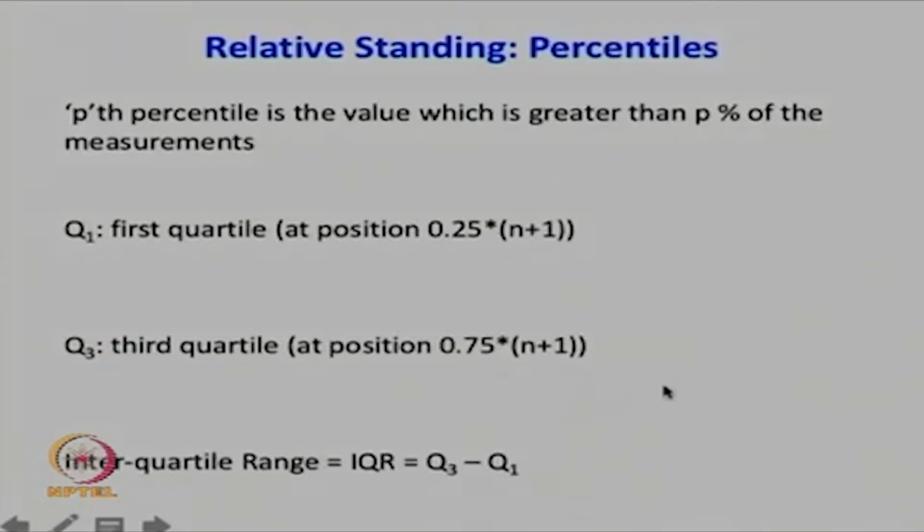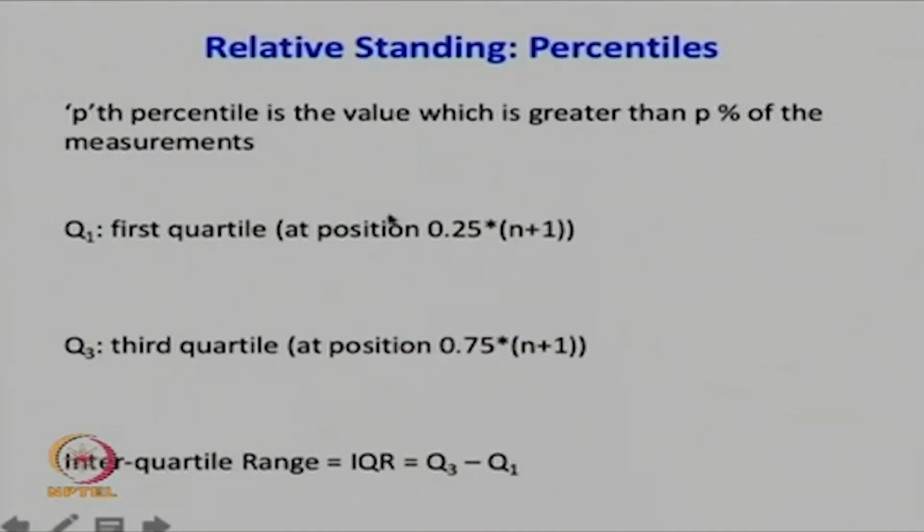Another way of characterizing our relative standing is using the concept of percentile. The pth percentile is the value which is greater than p% of the measurements. So a person who is at the 99th percentile has performed better than 99% of the population in a class. You can use these positions to determine how to calculate the first quartile or third quartile.